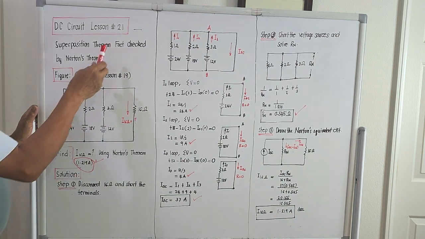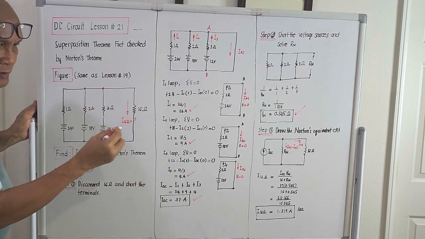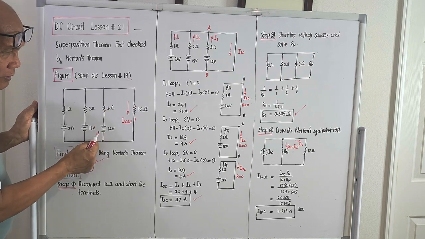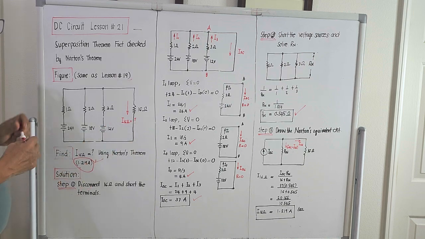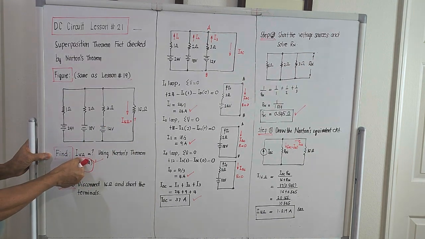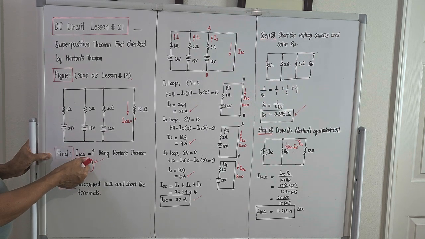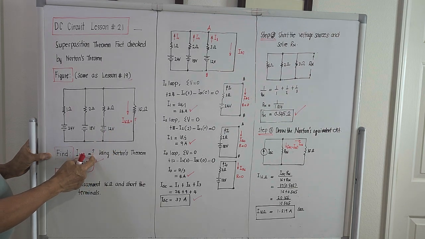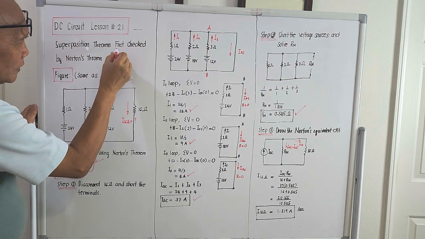The figure for lesson number 21 will be the figure for lesson number 19. If you go back to my channel and watch lesson number 19, this will be the figure for lesson number 19. And what is being asked is the current passing through the 16 ohm load. So for the requirement, find the current passing through the 16 ohm load, capital letter I with the subscript 16 ohms, meaning the current passing through the 16 ohm load. What will be the value using Norton's theorem? We are fact checking it.